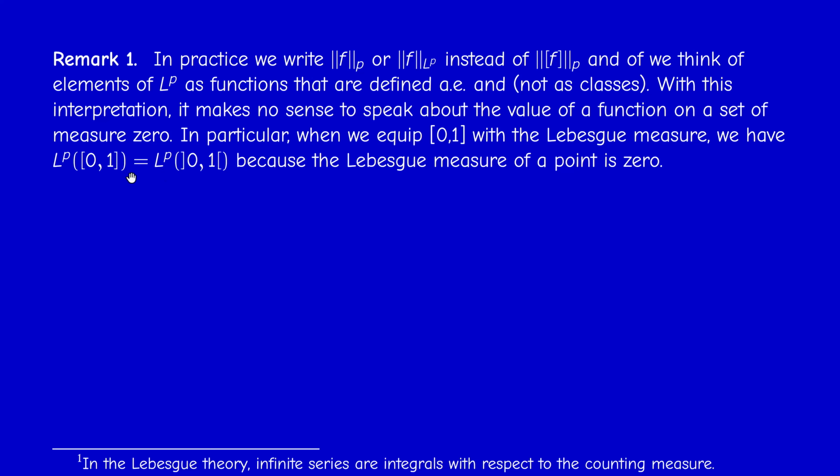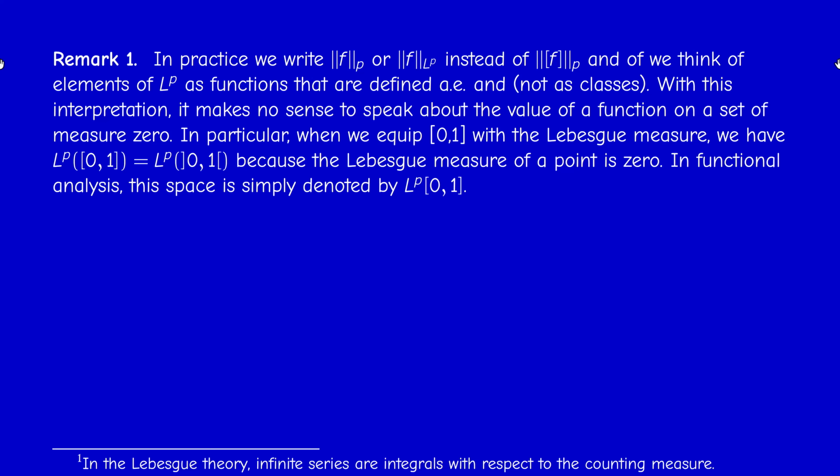It doesn't really make a big difference if f is not defined at 0 or at 1, because 0 and 1 have Lebesgue measure 0. And this common space is simply denoted by L^p(0, 1) between brackets. So when we write nothing, once again, it means that [0, 1] is equipped with the Lebesgue measure.